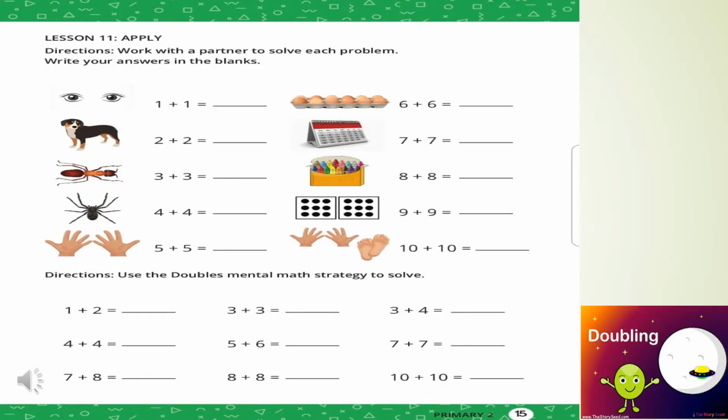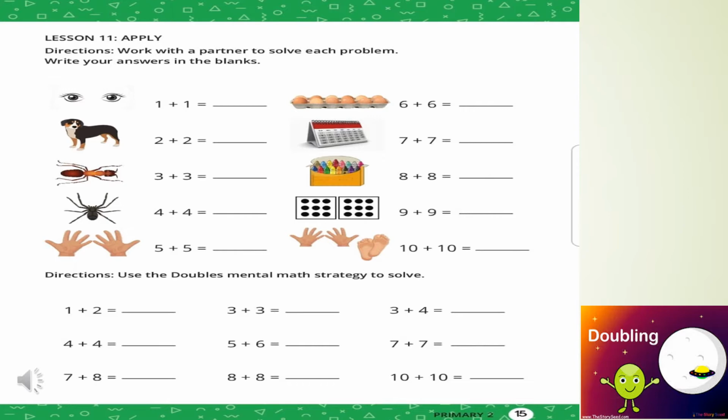After we learn together the meaning of double, we will practice here to solve doubles addition equations or addition sentences. We have here 1 plus 1 equals 2, 2 plus 2, 4, 3 plus 3, 6, 4 plus 4, 8, 5 plus 5, 10, and you can solve the rest by yourself as homework.